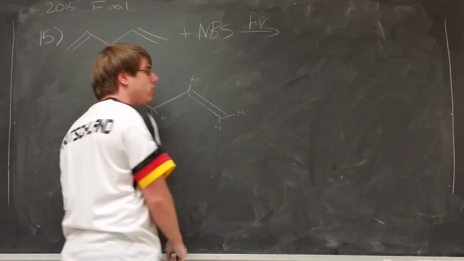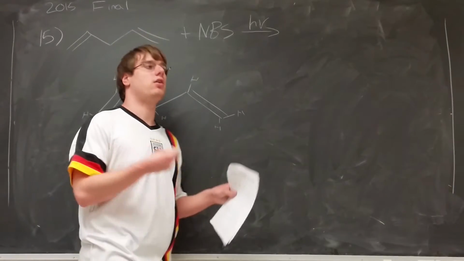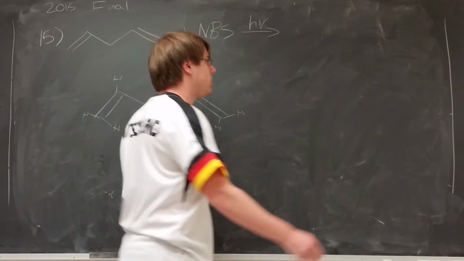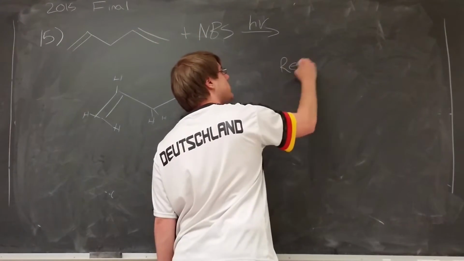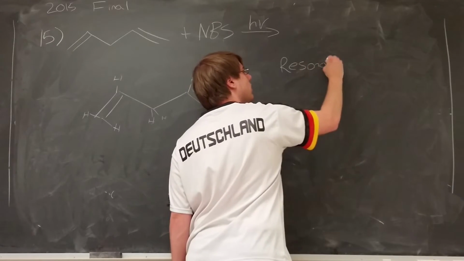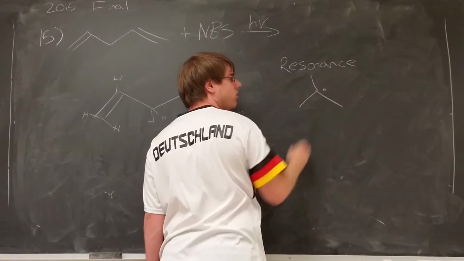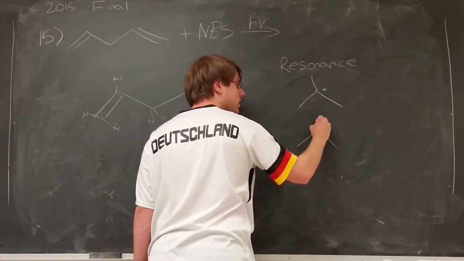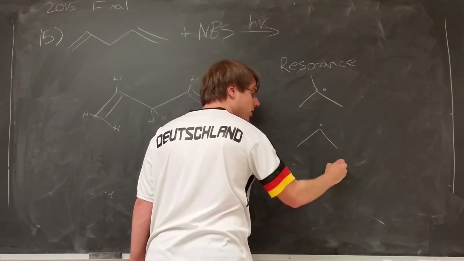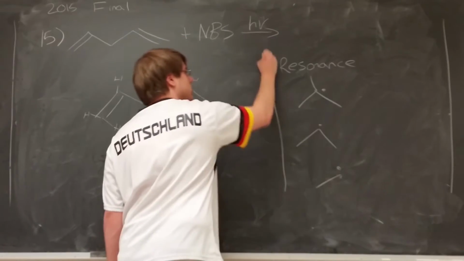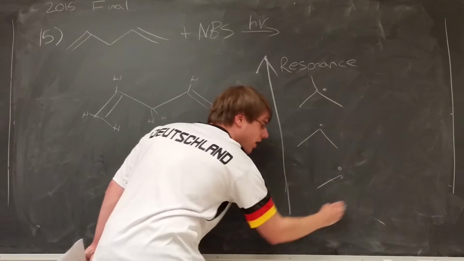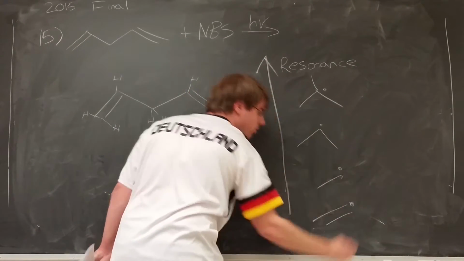Now remember, radical stability follows the same trend as carbocation stability, meaning resonance is best. And then if you don't have resonance, having a tertiary radical or carbocation is better than having a secondary, is better than having a primary, and all of this is way, way better than having a radical or a charge directly on a double bond.